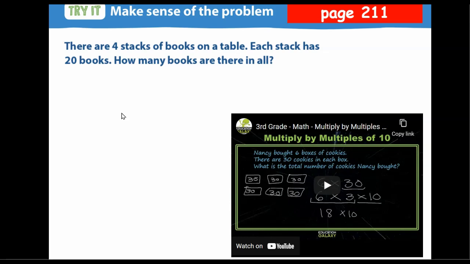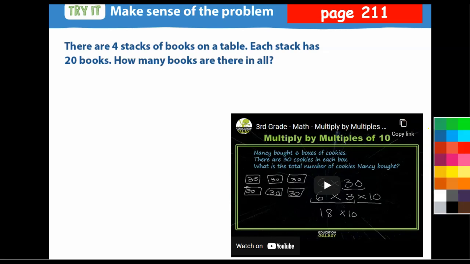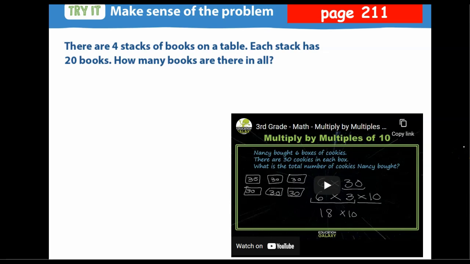I could do arrays. That'll take forever though, because I would have to put 20 books in each stack, and I'll go 20, 20, 20, 20, 20, right? Okay. Another way, okay, is using place value, like this. Okay. It's multiplication. So what would be my multiplication equation for this example?